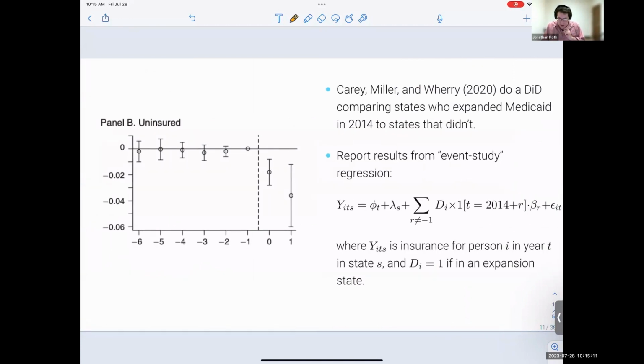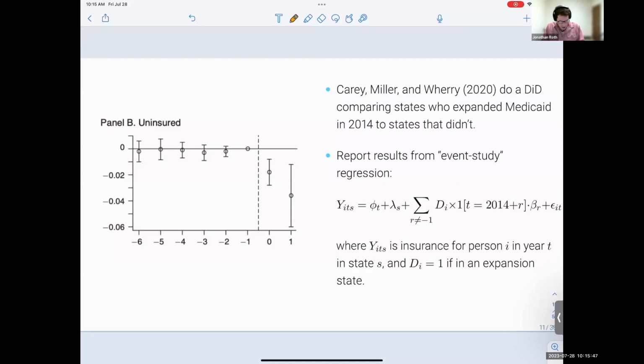So to give you an example, and this is actually the example that the coding exercise later will be sort of based on, this paper. They use some proprietary data, so you'll have some public use data, but it'll be basically the same economic application. This paper by Carey, Miller, and Wray, Sarah Miller's at Michigan, by the way, is doing a difference in differences, comparing states that expanded Medicaid in 2014 to states that didn't.